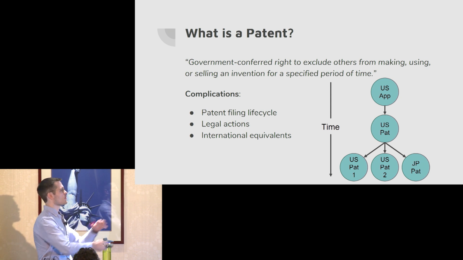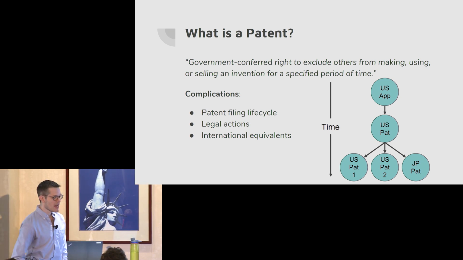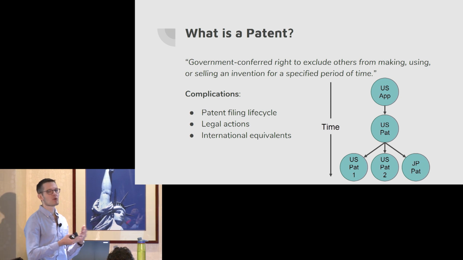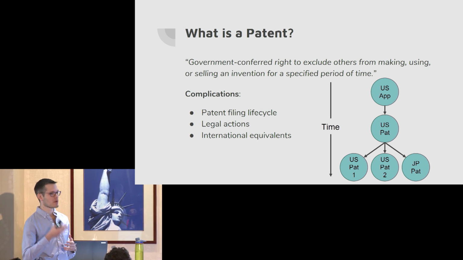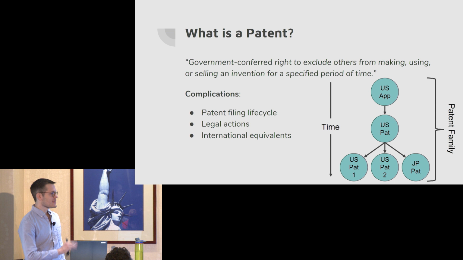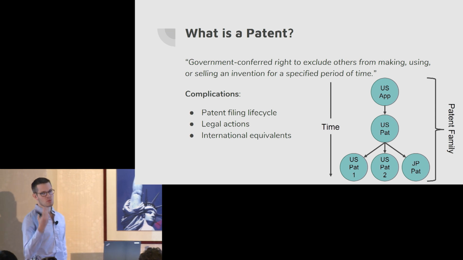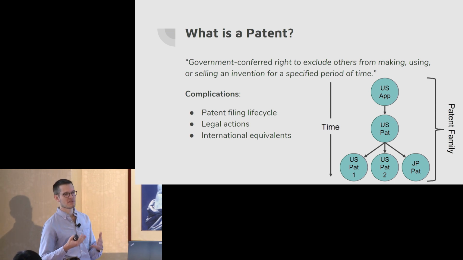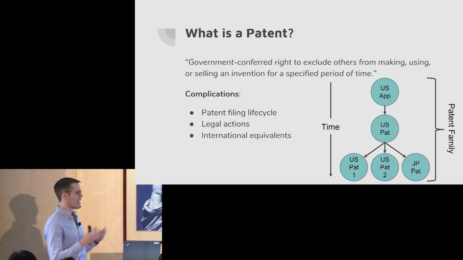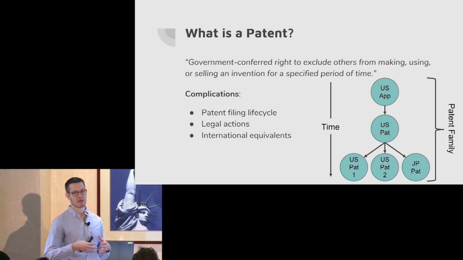And then Japan has their own process, similar to this one, where you may create multiple documents out of the equivalency process. So at the end of the day, we end up with not really just one document for an invention or piece of intellectual property, but a smattering of documents. And we call this a patent family.